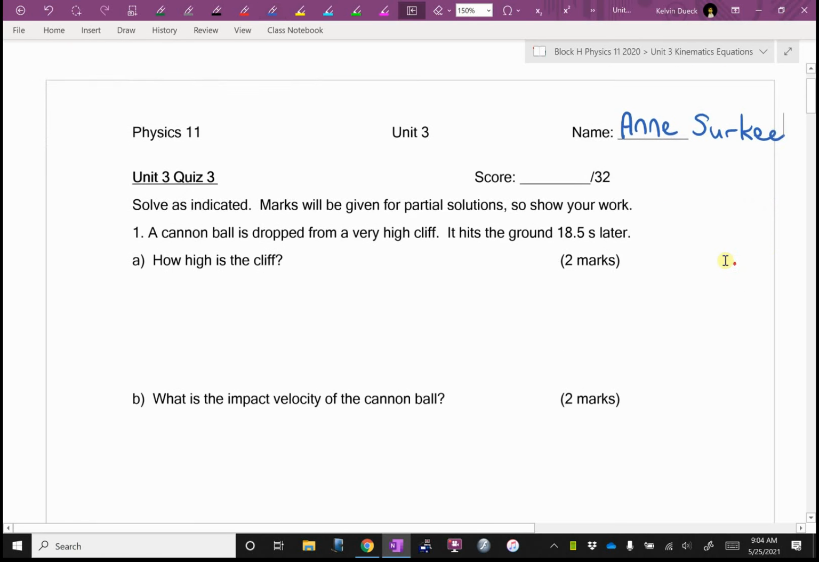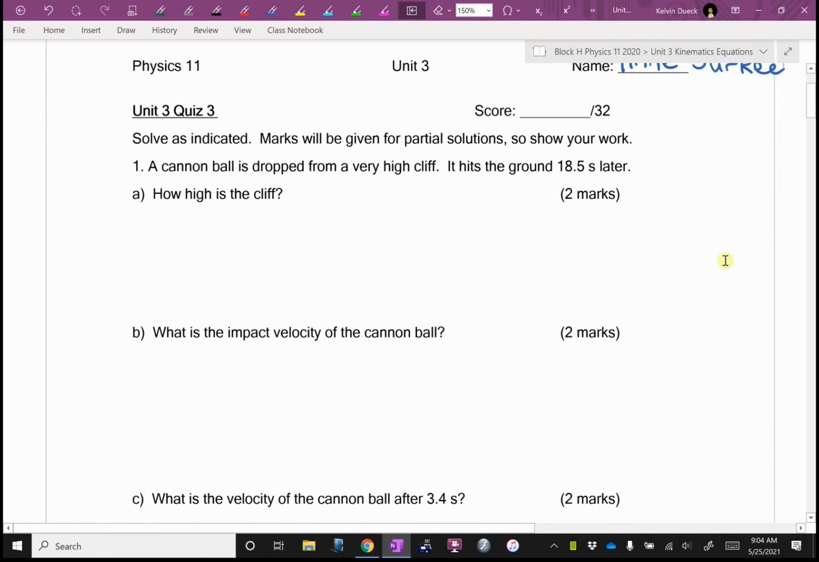Solve as indicated. Marks will be given for partial solutions, so show your work. It's going to be the same marking scheme. Half mark for the original equation, half mark for rewriting it to get the thing by itself, half mark for the numbers, half mark for the answers. Wrong or missing units, half mark off.